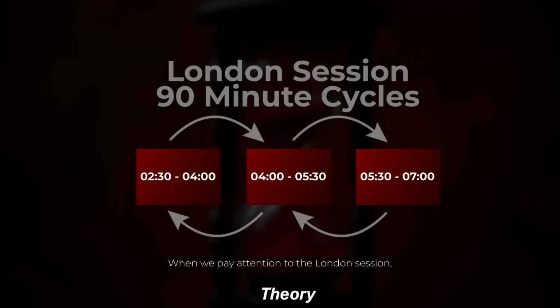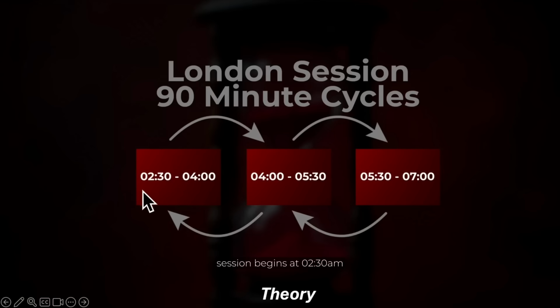When we pay attention to the London session's 90-minute cycles, what you can see is that the London session begins at 2:30 a.m. and the first 90-minute cycle is between 2:30 a.m. to 4 a.m. This is the accumulation cycle. The second cycle of the London session is from 4 a.m. to 5:30 a.m. and the third cycle is from 5:30 to 7 a.m. I refer to the first cycle as London 1, the second cycle as London 2, and the third cycle as London 3. This is just a terminology thing, guys.